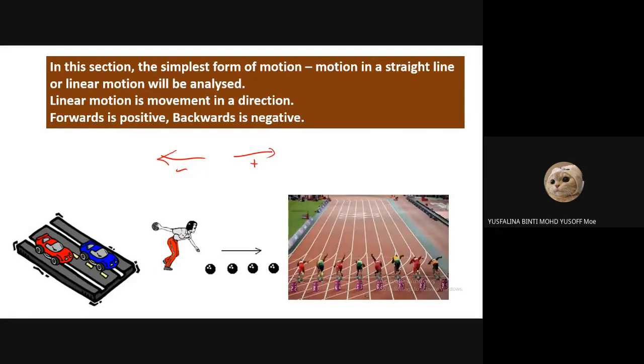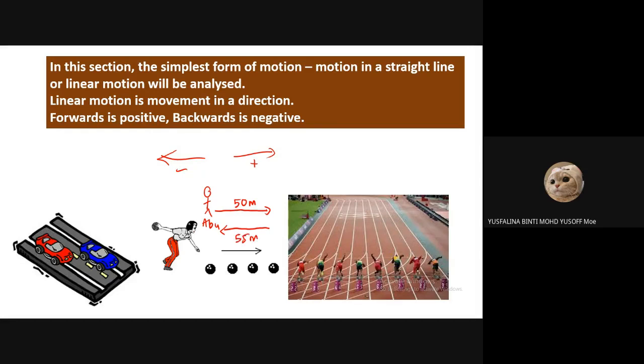In this simplest form of motion, motion in a straight line, or linear motion, will be analyzed. Linear motion is a movement in one direction. Let's say we move forward, then the value will become positive. If we move backward, the value of the magnitude will become negative. Let me give you an example. Let's say this is Abu. Abu walks 50 meter, then turns back and walks 55 meter.